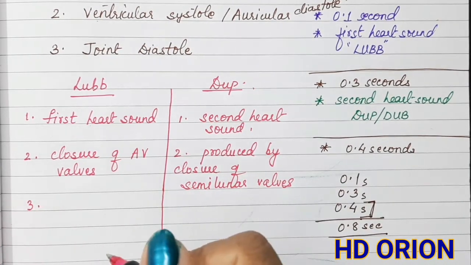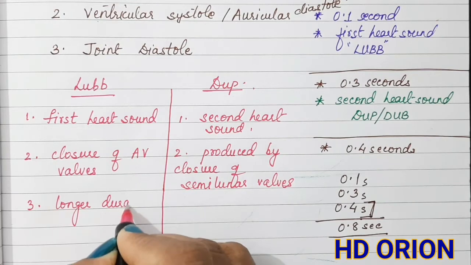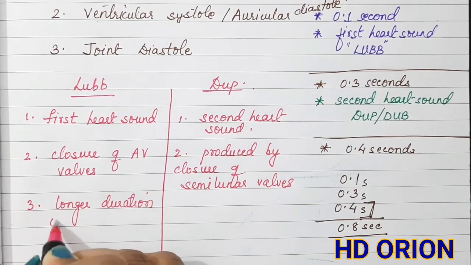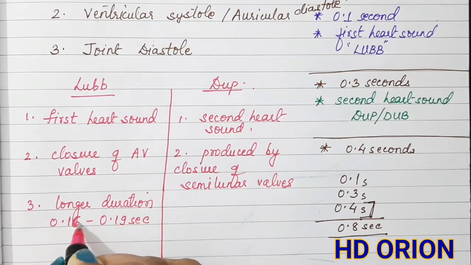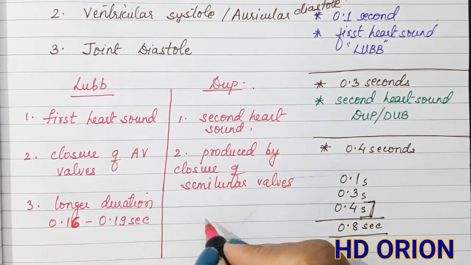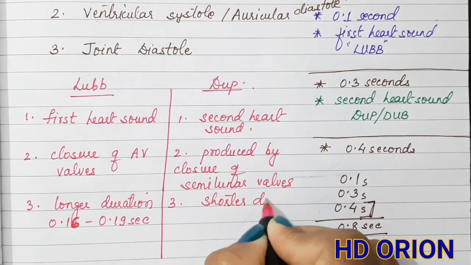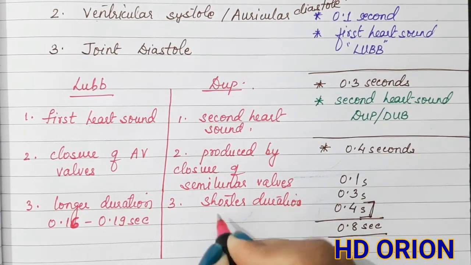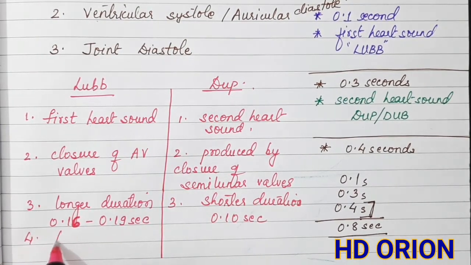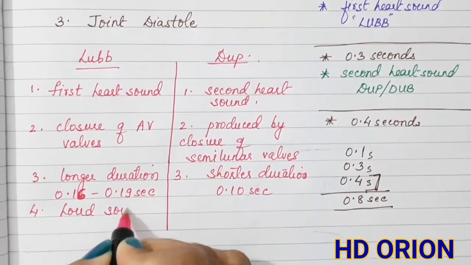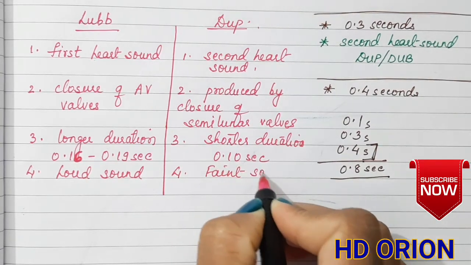The next difference is that it is of longer duration. The duration is almost 0.16 to 0.19 seconds. And this is comparatively shorter. It is of shorter duration, that is 0.10 seconds. This is a loud sound, and this is a faint sound.